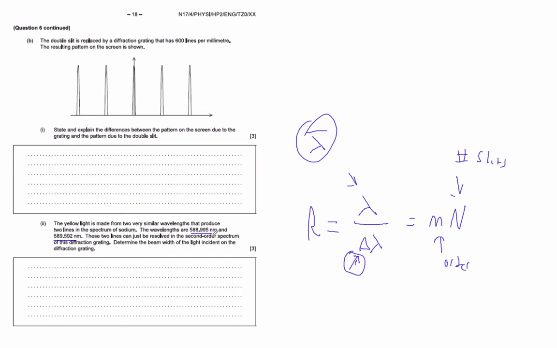What do they say? The second order spectrum. So that's going to be 2; we're going to put a 2 in there. And then what you want to do is figure out how many slits. You're going to have an answer for that. And then they don't say how many slits need to be illuminated. They say determine the beam width. Well, how do you do that?